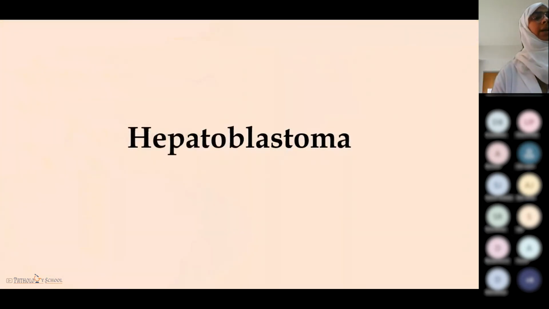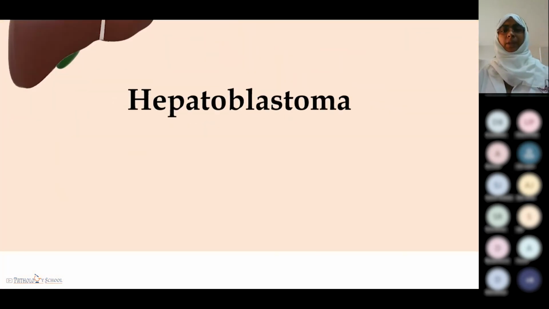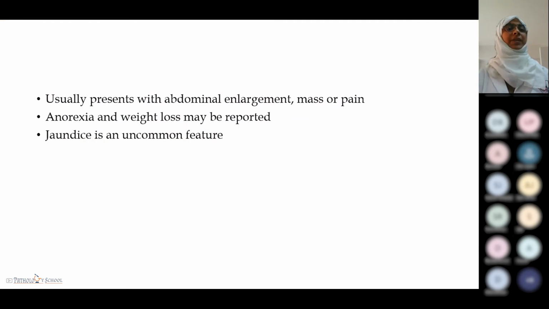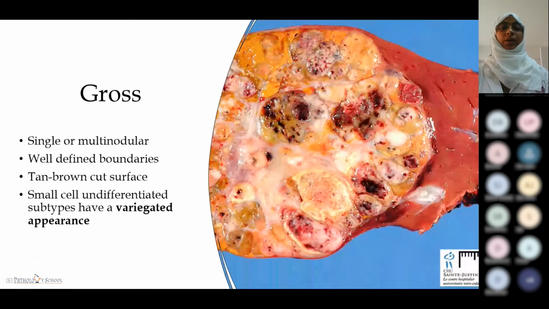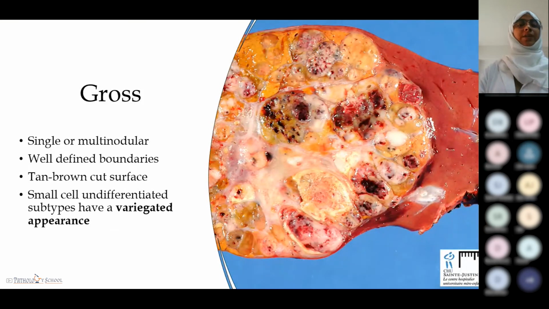Now comes the hepatoblastomas. Hepatoblastomas usually present with abdominal enlargement, mass or pain, and anorexia and weight loss. When you look at the radiography, you see a well-defined mass with regular borders. And grossly, it can be either single or multinodular. Necrosis and hemorrhage are present generally in the post-treatment specimens. You see a tan brown cut surface with variegated appearance.